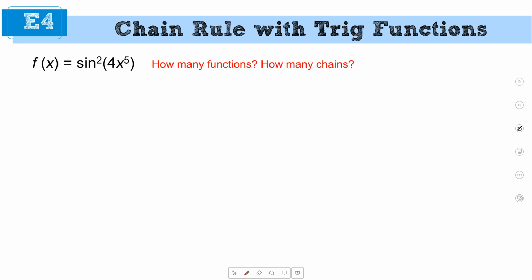Two functions, one chain. Yes or no? Three functions. How many chains? Two. Which one is it?